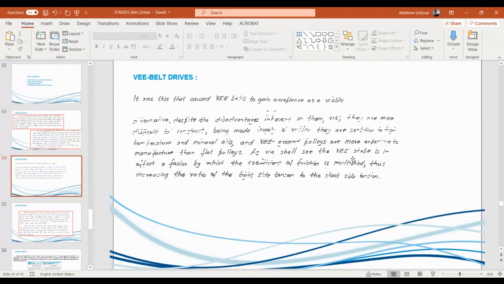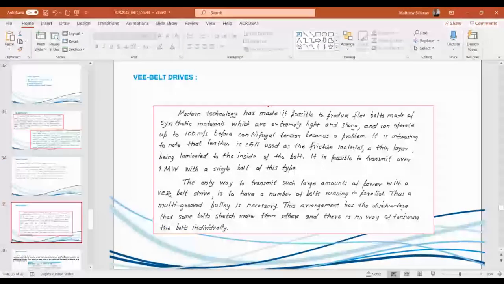Yeah, they are made largely from rubber. So I think they are sensitive to high temperature and mineral oils, right? And the V groove pulleys are more expensive to manufacture, obviously, than flat belts. Also, as we shall see, the V shape is a factor by which the coefficient of friction is multiplied. That's increasing the ratio of the tight side to the slack side tension.